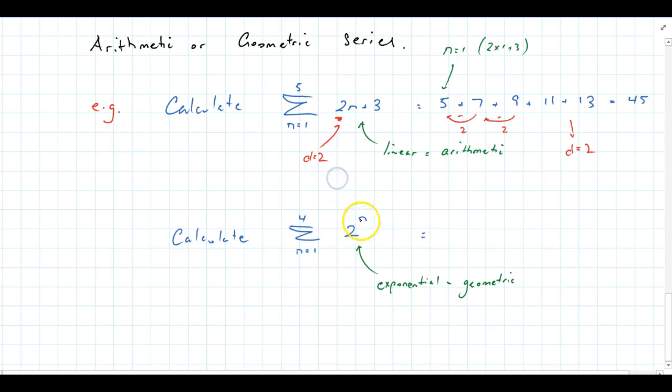If we put n equals 1 in here, we get 2. If we put n equals 2 in there, we get 4, and we're summing them because of the sigma. The sigma says take the sum. N equals 3 in there, 8.